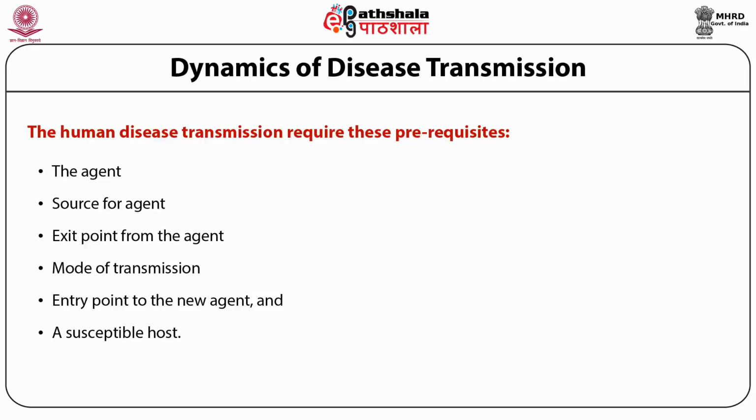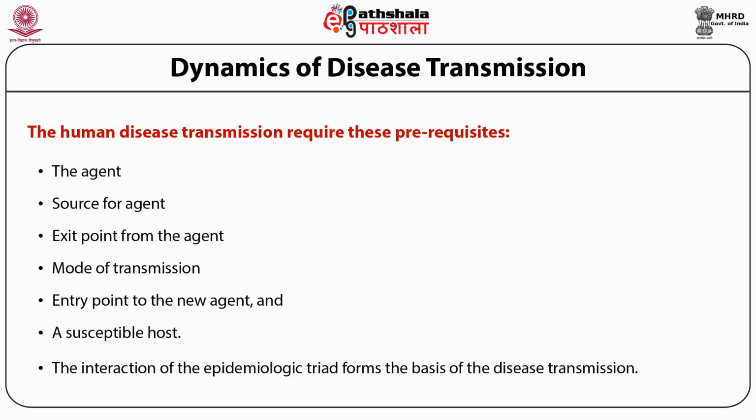A reservoir is defined as any person, animal, arthropod, plant, soil, or substance, or a combination of these, in which an infectious agent lives and multiplies, on which it depends for survival, and where it reproduces itself in such a manner that it can be transmitted to a susceptible host. It is to be noted here that the reservoir and source may not always be the same or synonymous. The interaction of the epidemiologic triad forms the basis of disease transmission.